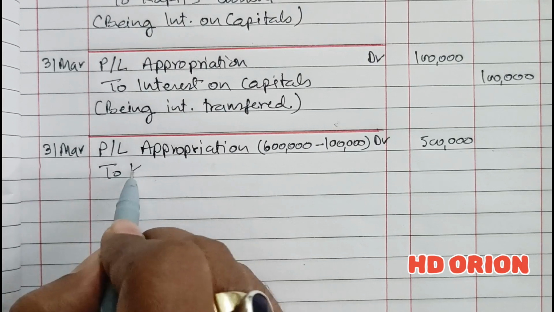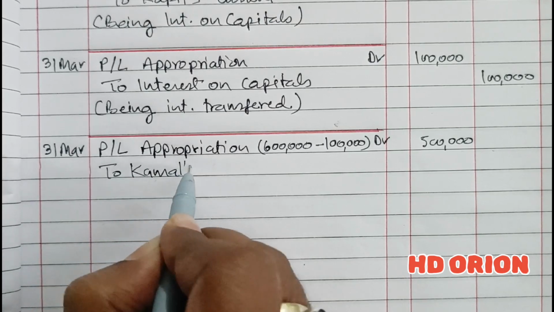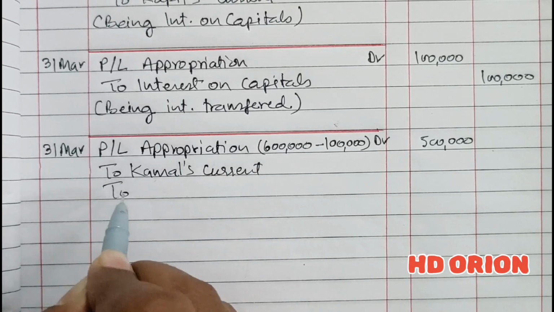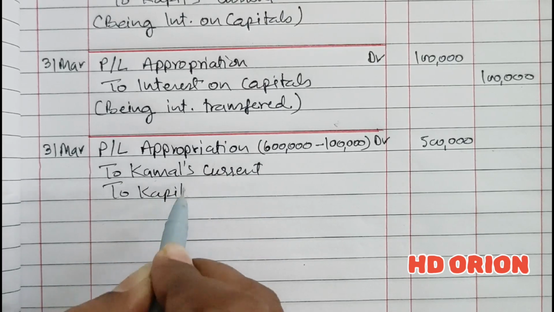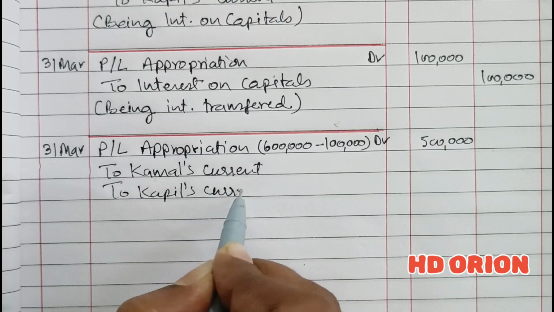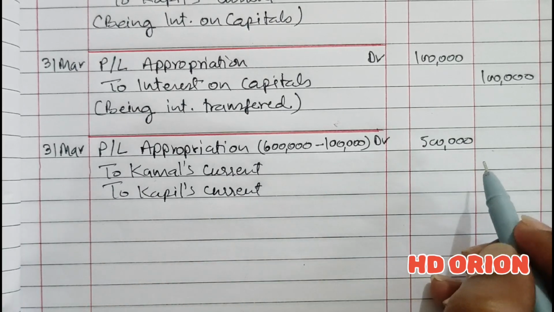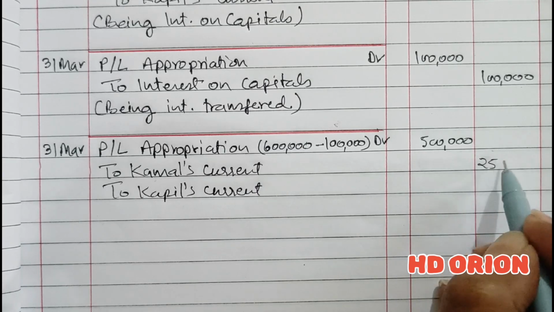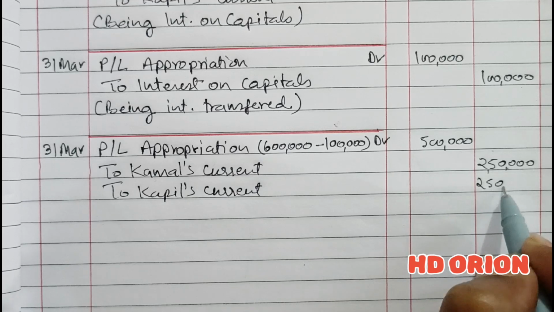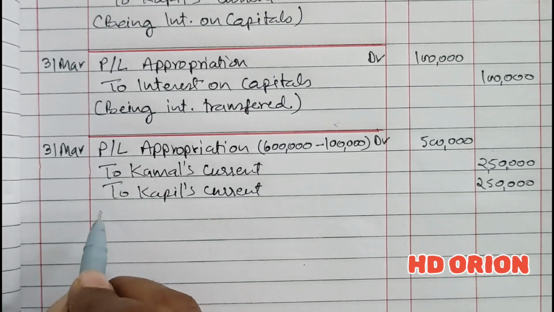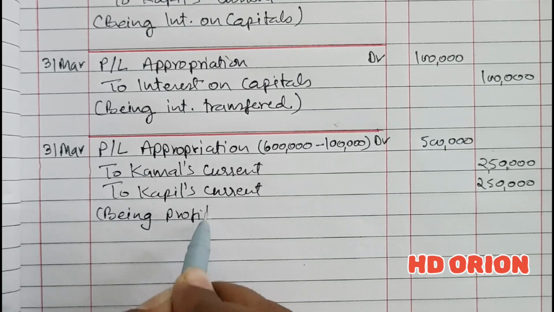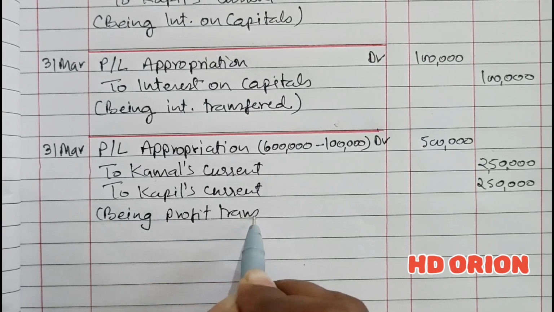So to partner Kamal, current account, and to partner Kapil, current account. And their profit sharing ratio is not given in the question, so it has to be equal. So 5 lakh in 2 equal halves is 2,50,000 being profit transferred.